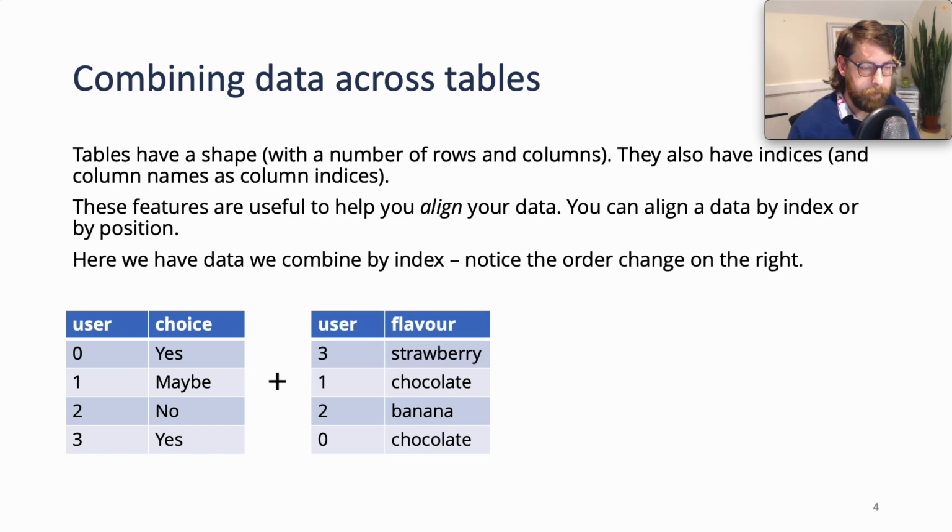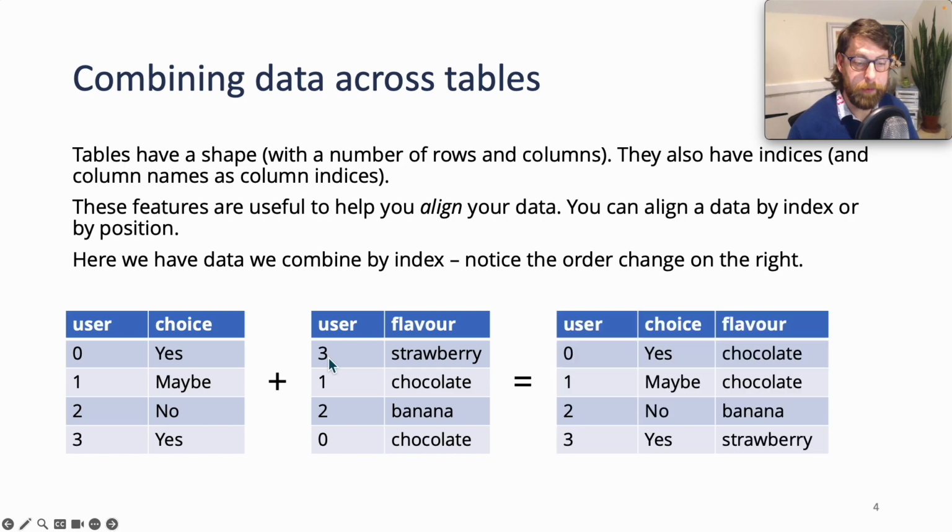Now, imagine that instead we know which user wanted which flavor, and it turns out because they were asked at different times or for whatever reason, they're not aligned. So user number 1, they shouldn't get strawberry. They should get whatever's in 0, which is chocolate. And user number 2 should get banana. It's in luck there. User number 3, they shouldn't get chocolate. They should get strawberry. So that should be all mapped by index rather than by position, and we can see that happen right there.